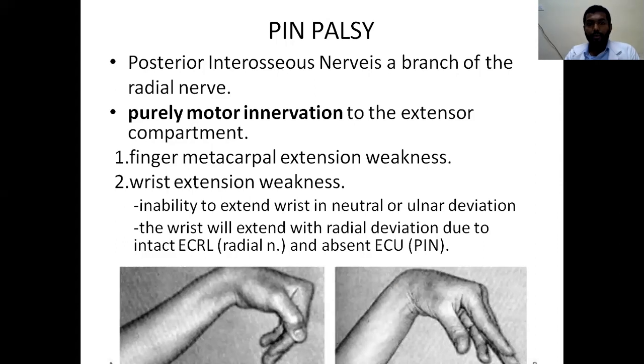There is inability to extend the wrist in neutral or ulnar deviation position, and the wrist will extend in your radial deviation because there is intact extensor carpi radialis longus that is supplied by the radial nerve, and there is absence in the event of extensor carpi ulnaris lesion.